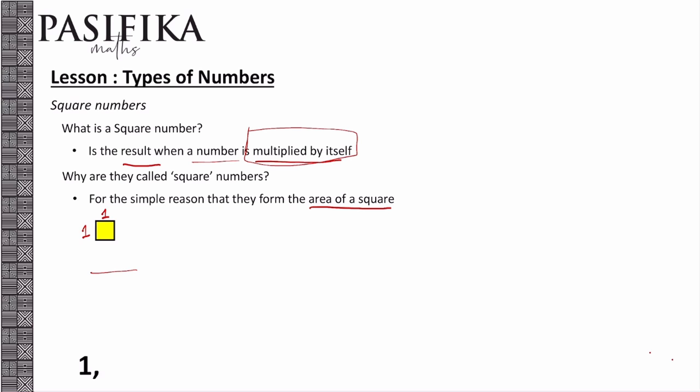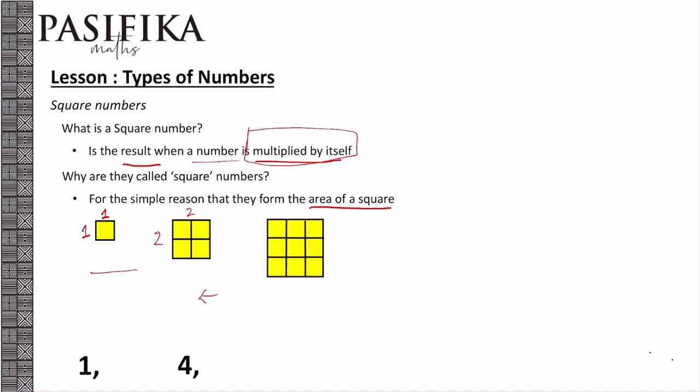Now, what about a 2 by 2 square? So you can see this is a 2 by 2 square. So 2 times 2, which can also be written as 2 to the power of 2, is 4. What about that? How do you think we will write that down? If you said 3 times 3 or 3 squared, you are correct. And 3 times 3 is equal to 9.